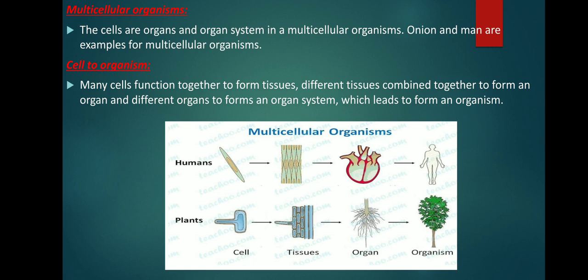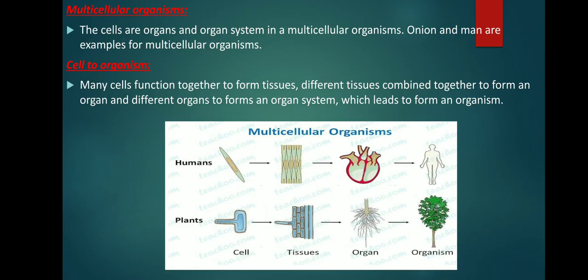Now move on to multicellular organisms. Multicellular organisms are those that are made up of many cells. What are multicellular organisms? A multicellular organism is an organism composed of many cells. The term multi is technically used to refer to something that is more than one. Hence, multicellular means more than one cell.